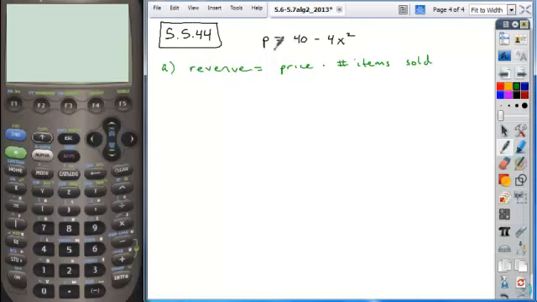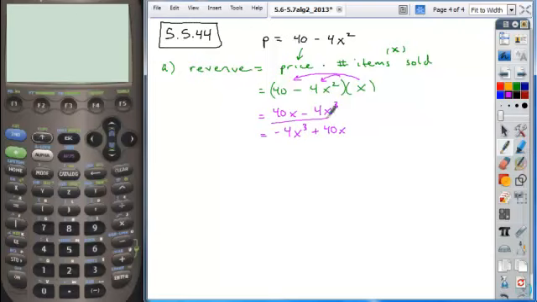Well, they gave us the price right here. We can substitute that in. And remember, they told us that x was the number of items that were sold. So our revenue is simply going to be 40 minus 4x squared times x. And it's just a matter of distributing through. You get 40x minus 4x cubed. Then reorder your terms so they're in standard form, the highest power first: negative 4x cubed plus 40x. So this would be your expression for revenue.